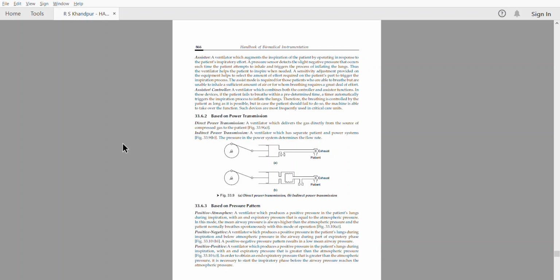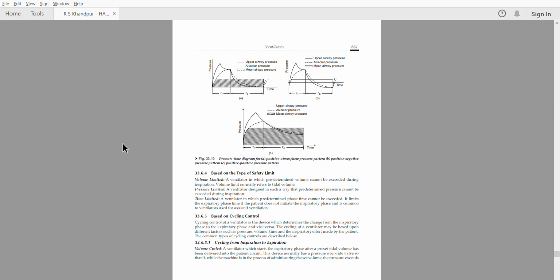Then comes classification based on the pressure pattern. One is positive pressure, negative pressure, and positive atmosphere. So these are different pressure types on which a ventilator can be built, and these are their diagrams. Then, based on the type of safety limit: volume limited, pressure limited, time limited.